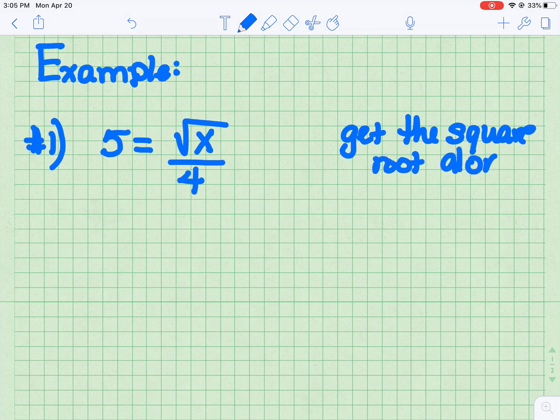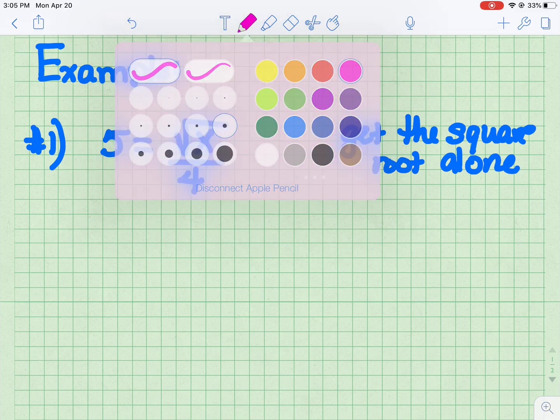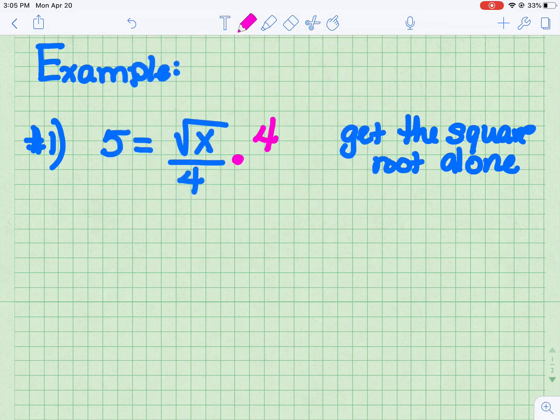And in order to do that, I need to follow the rules of algebra. Well, what in the world is over there with the square root that's in the way? And in this case, it has a denominator of 4. Well, what's another way of saying it has a denominator of 4? Another way of saying that is that we're dividing by 4, and we need that gone. So we're going to do the opposite operation. That's how algebra works. So I'm going to multiply by 4.